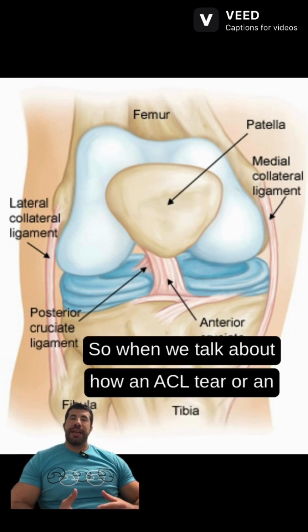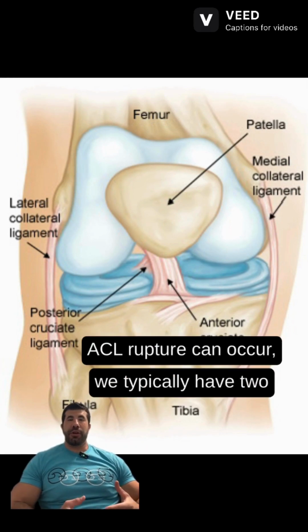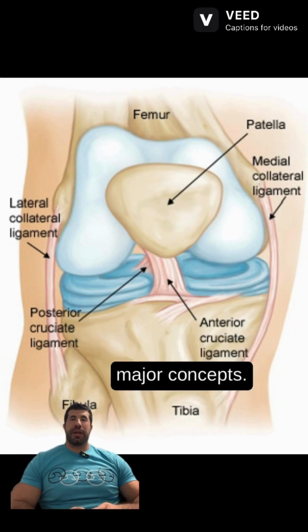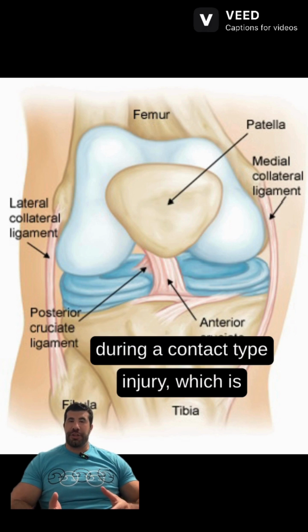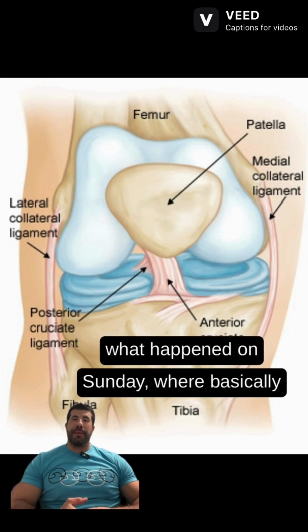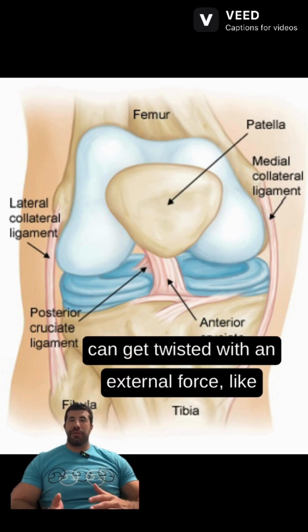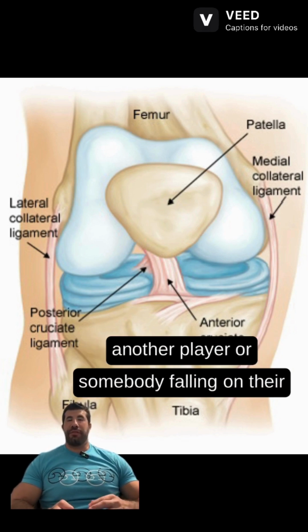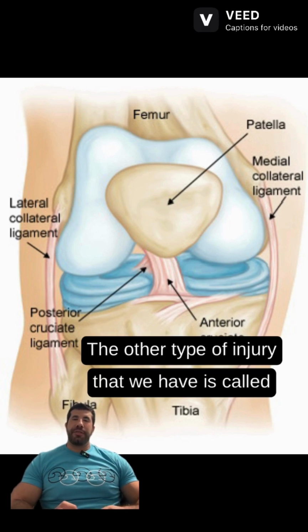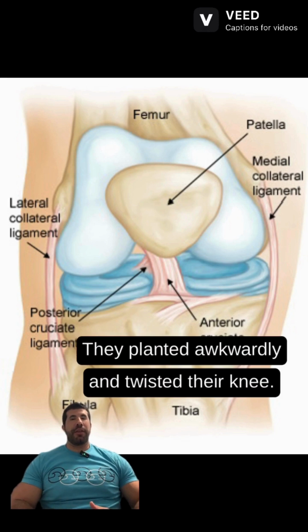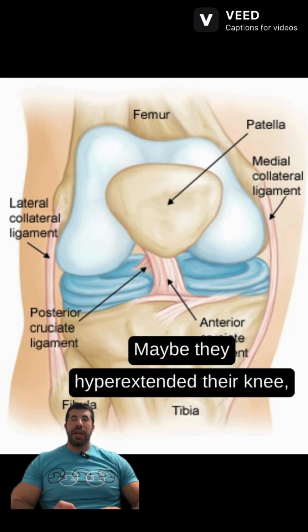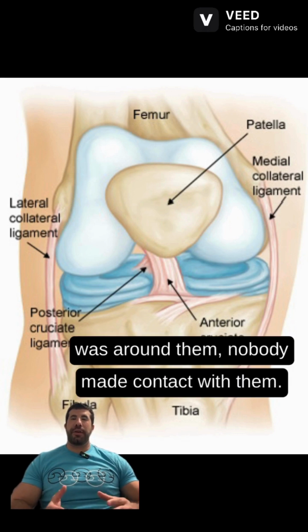When we talk about how an ACL tear or an ACL rupture can occur, we typically have two major concepts. We have one where ACL injuries can occur during a contact type injury, which is unfortunately what happened on Sunday, where basically the knee can get twisted with an external force like another player or somebody falling on their knee. The other type of injury that we have is called a non-contact, meaning that the athlete was just running, they planted awkwardly and twisted their knee, maybe they hyperextended their knee, but basically nobody was around them, nobody made contact with them.